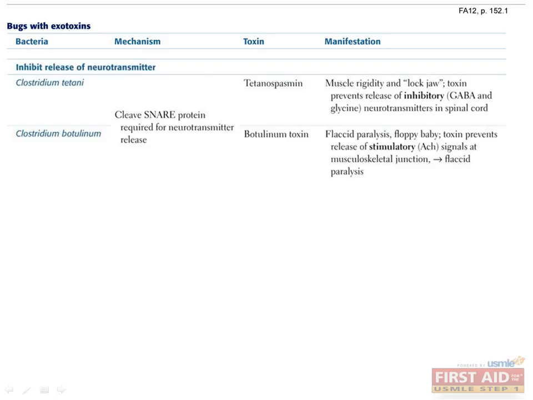Finally, we'll talk about bacteria whose exotoxins inhibit release of neurotransmitter. Clostridium tetani toxin blocks the release of inhibitory neurotransmitters, GABA and glycine, from the Renshaw cells of the spinal cord. Renshaw cells are inhibitory interneurons found within the gray matter of the spinal cord. Without inhibition of motor impulses, unopposed muscle contraction and spasm occur.